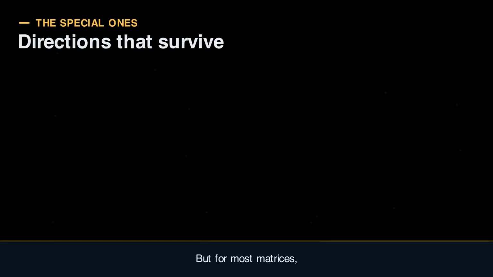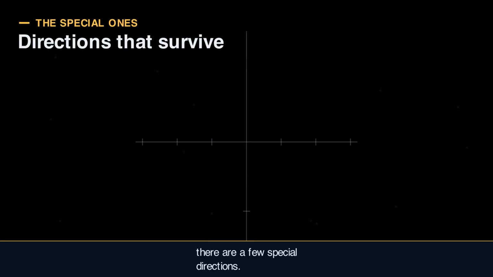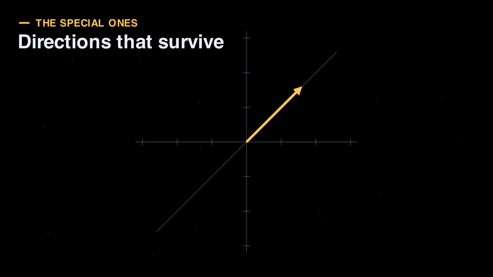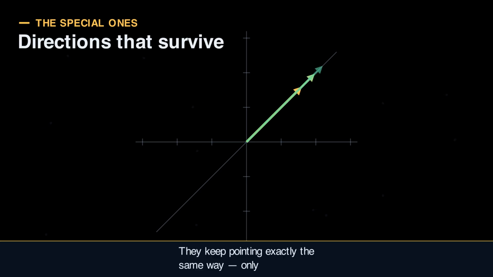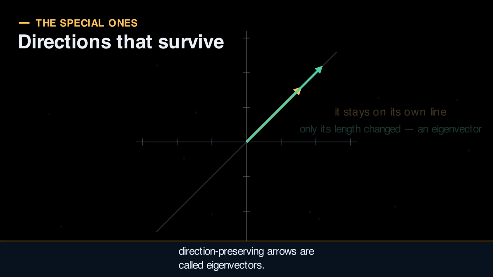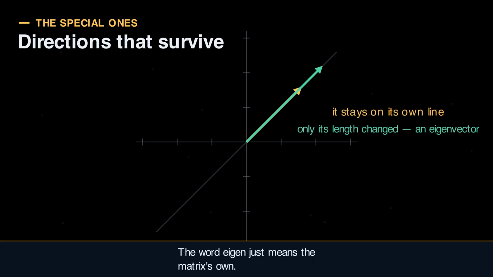But for most matrices, there are a few special directions. Vectors that, when you apply the matrix, do not get knocked off their line at all. They keep pointing exactly the same way, only their length changes. These rare, direction-preserving arrows are called eigenvectors. The word eigen just means the matrix's own.